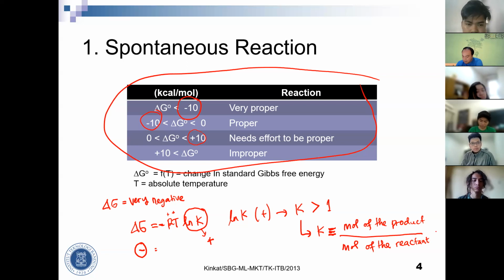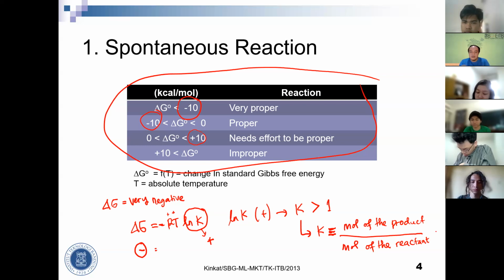If the equilibrium constant is more than 1, what does it mean? Is the mole of the product larger or smaller than the mole of the reactant? Larger, sir. If K is more than 1, the mole of the product will be larger than the mole of the reactant. The product is more than the reactant. It means the reactant is converted to produce the product.